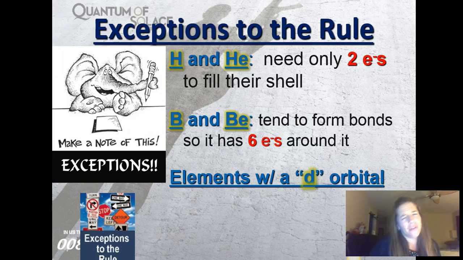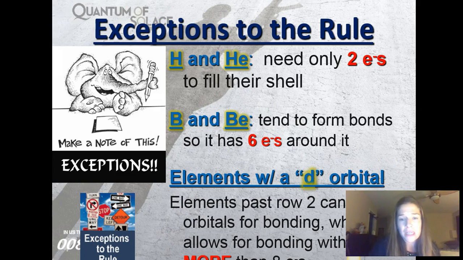And then we have all of those elements with the d orbital. That d orbital always throws a wrench into the system. Now, those elements with the d orbital can use that d orbital for bonding. And by doing that, it's going to allow for more than 8 electrons to bond. So now, when you get into the d orbital, everything gets just a little bit sloppy and more difficult to predict as to how they're going to bond, because they can bond with more than 8 electrons.